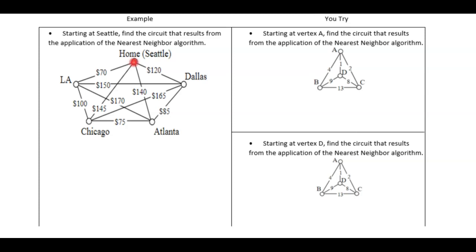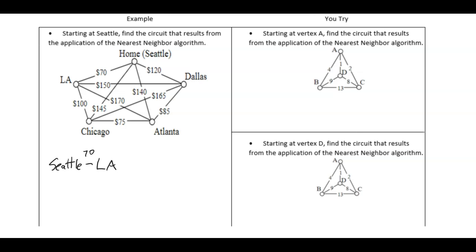cheapest flight. So we have 120, we have 140, we have 145, and there we go, we have 70. So we'd want to go from Seattle to LA, and I'm going to put 70 right over that so it's easy to see the weights when we're done and add them all up.